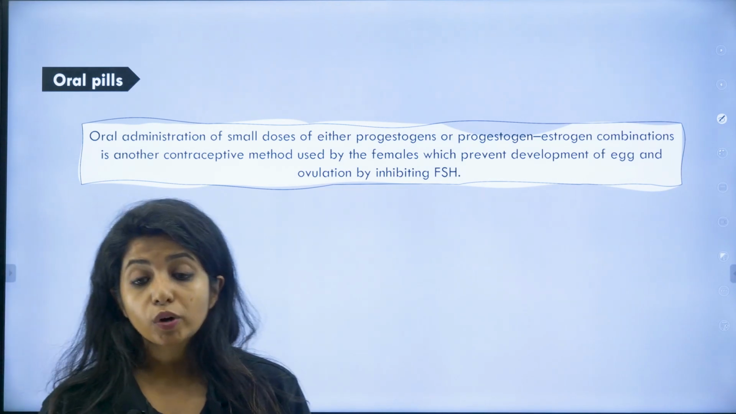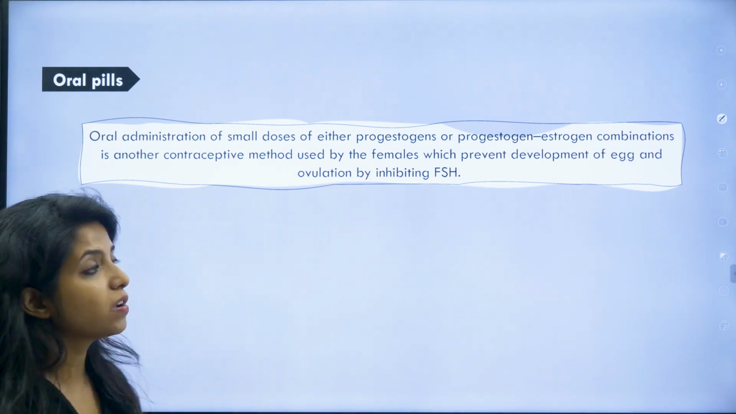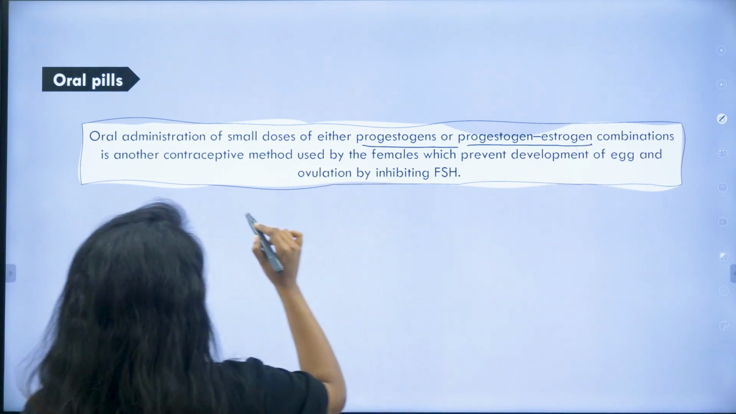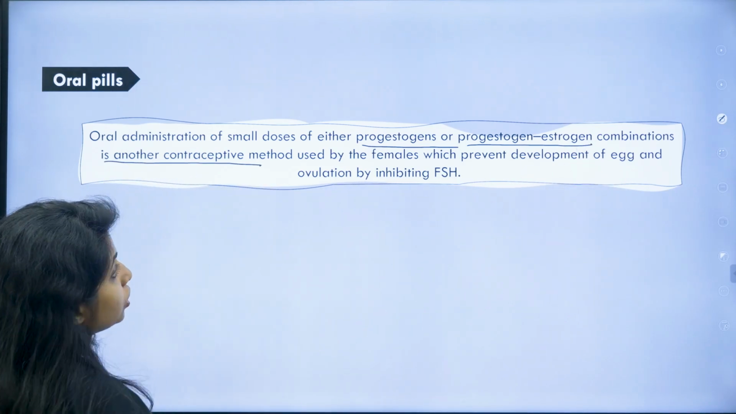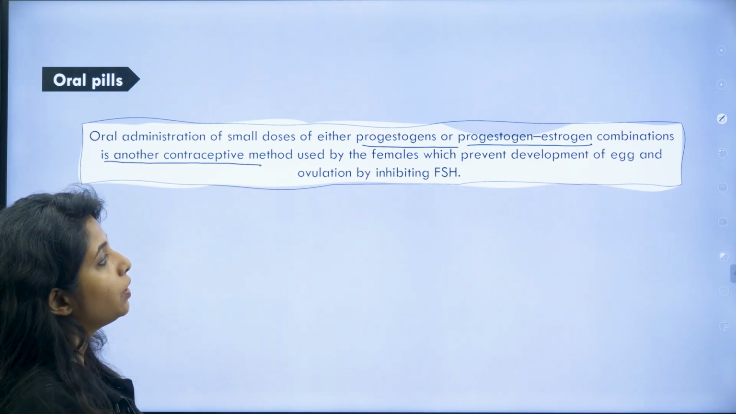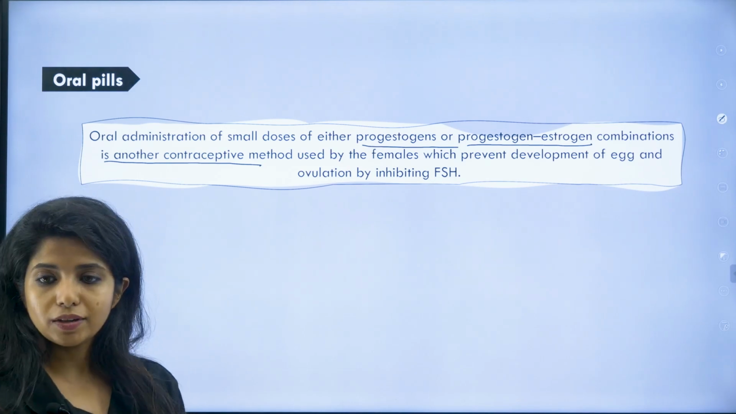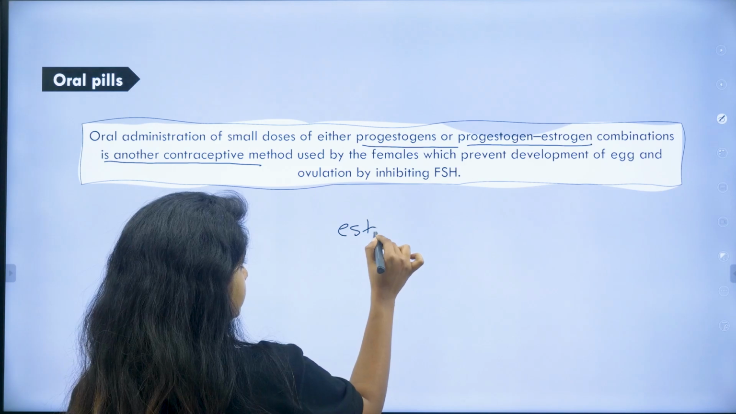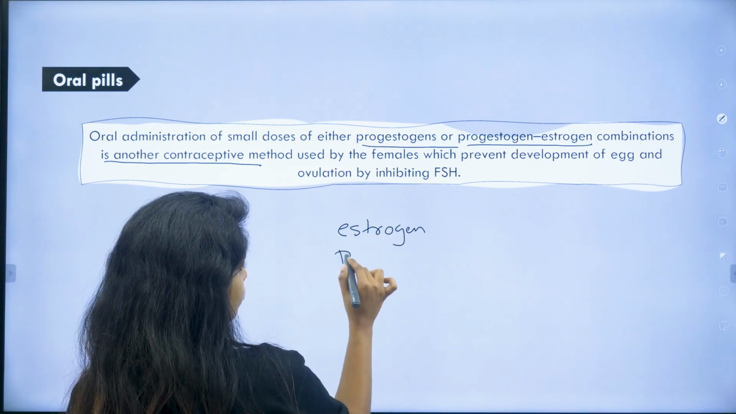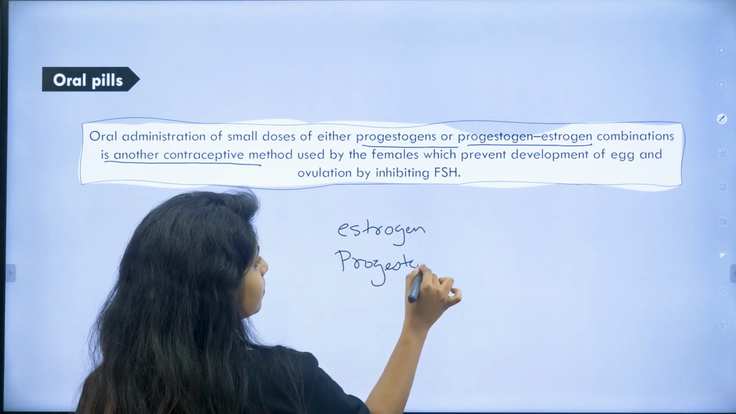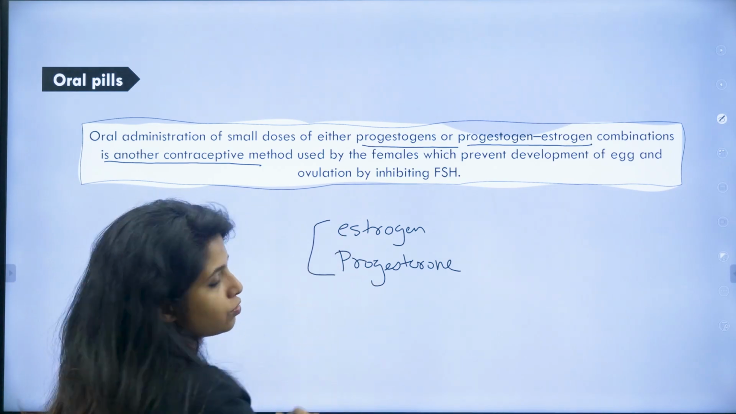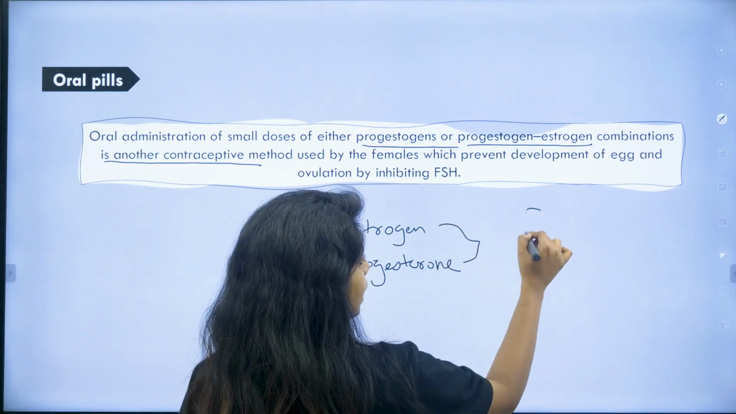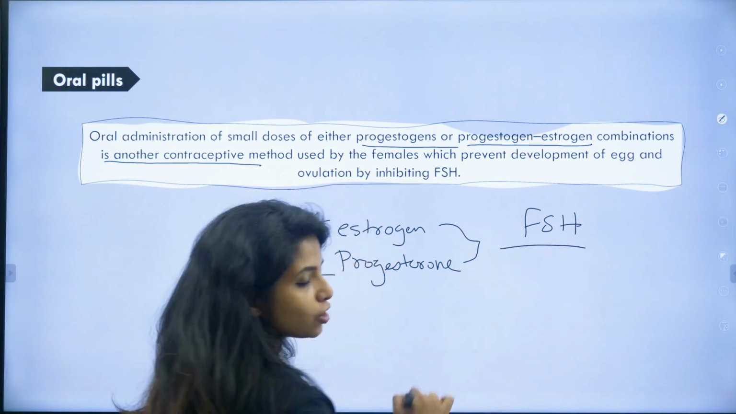Now, oral pills are also used. Oral administration of small doses of either progestogens or a progestogen-estrogen combination is another contraceptive method used by females, which prevents development of the egg and ovulation by inhibiting FSH. Basically, when progesterone and estrogen are there, these are female hormones. When they are put in excess amount, they will say, hey, follicle stimulating hormone, please stop your secretion.